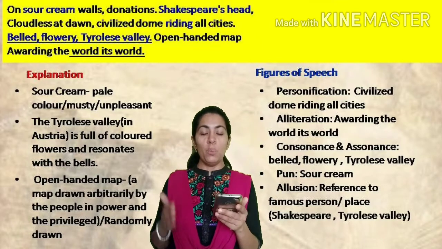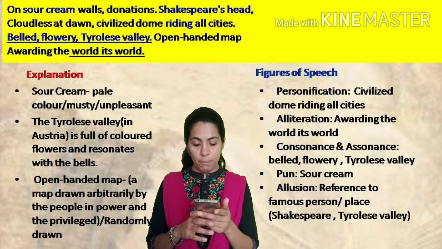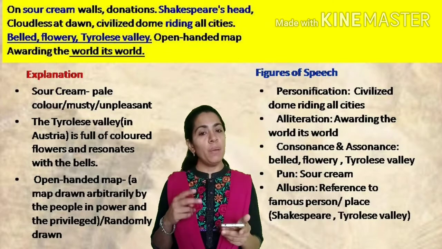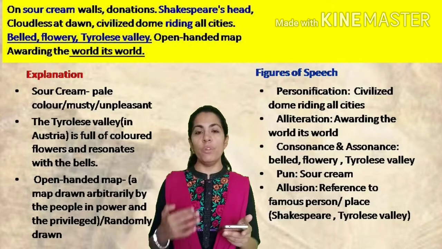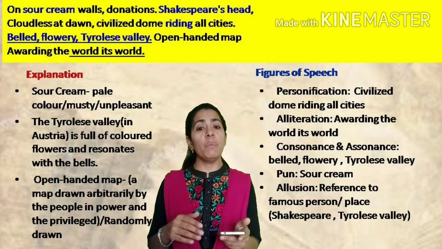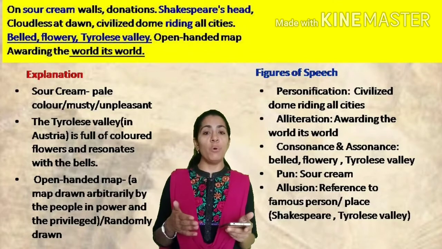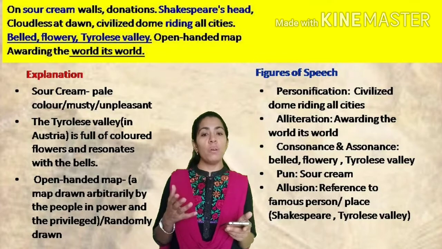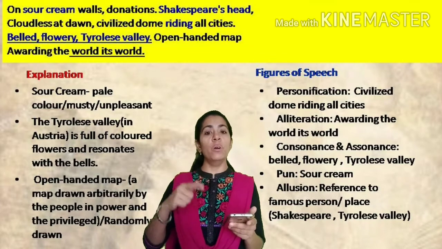Open-handed map awarding the world its world. Now, what is open-handed map? Open-handed map again may mean two things. One is the map which is randomly drawn without any scales. Proper fixed scales are not there, or it can be an arbitrary world which has been depicted or described, or which has been made by the rulers or people in power. Arbitrary world. That's why it's awarding the world its world.